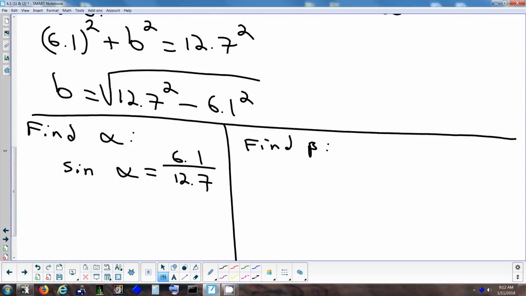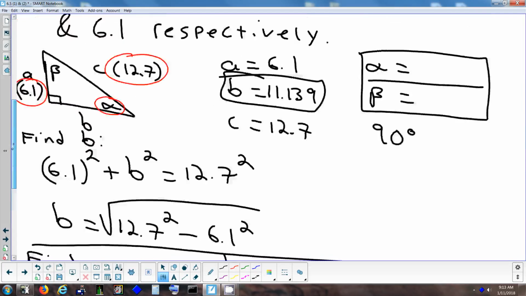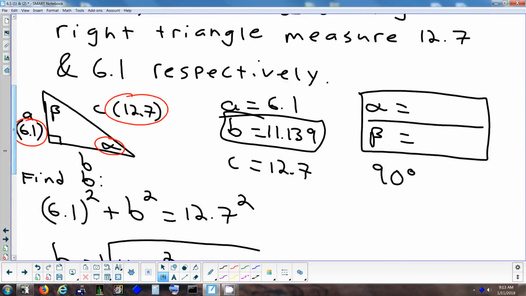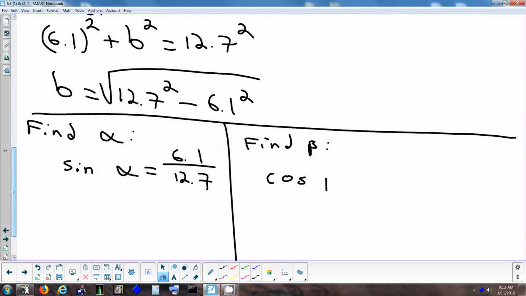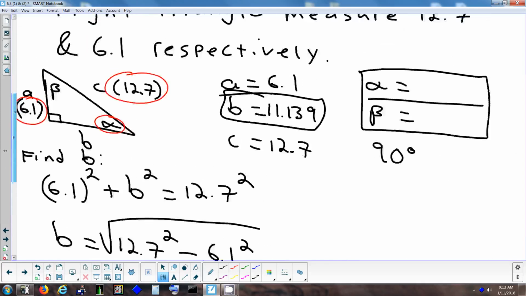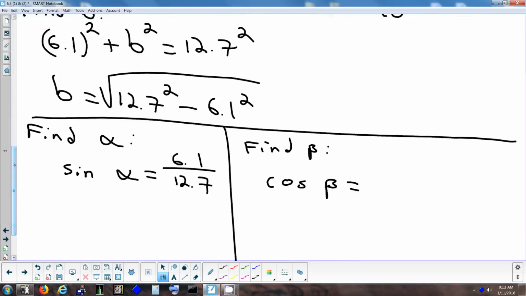Now, let's set it up to find beta too. When you're finding a different angle, you're changing your perspective. So from the perspective of beta, what are the two sides that I know? Yeah? Adjacent and hypotenuse. So that would be cosine. So the cosine of beta equals 6.1 over 12.7.